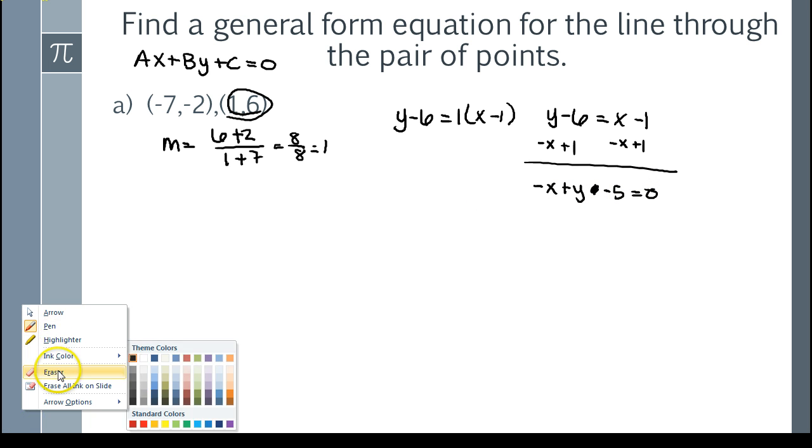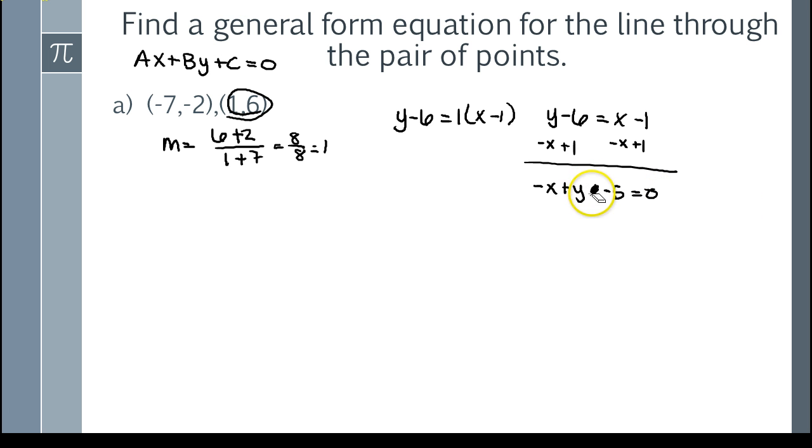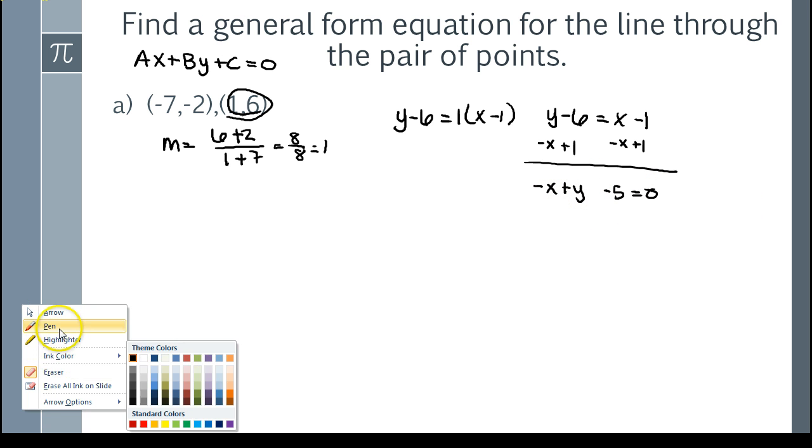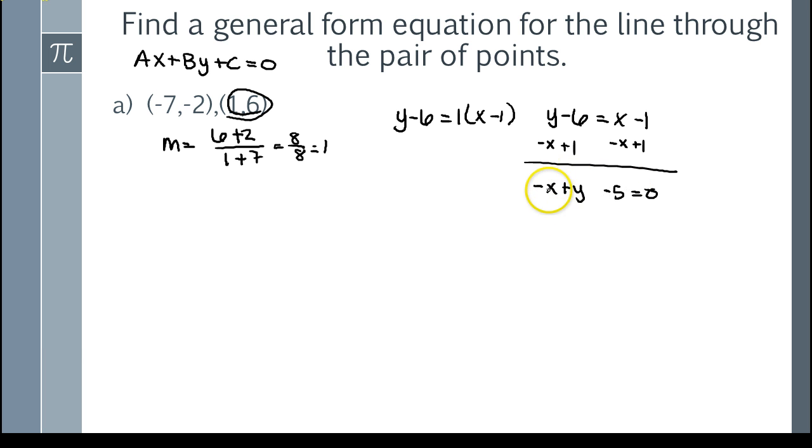Remember that for general form, I'm not allowed to have any fractions, and x and y both can't have coefficients that are 0. I don't have 0 coefficients for x and y, and negative 1, 1, and negative 5 are not fractions, so I've already met all the criteria for being a general form equation. So I'm done, box it up, and that's my answer.